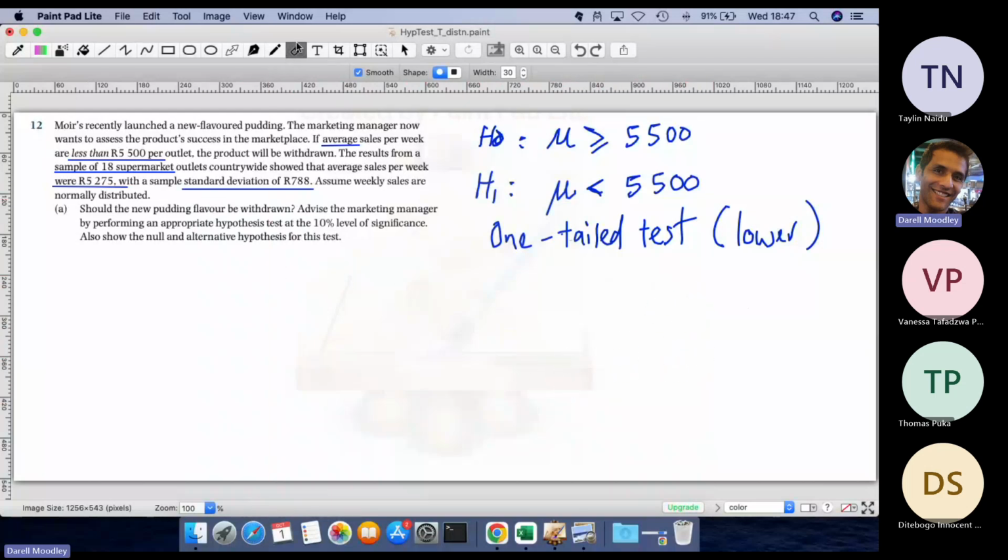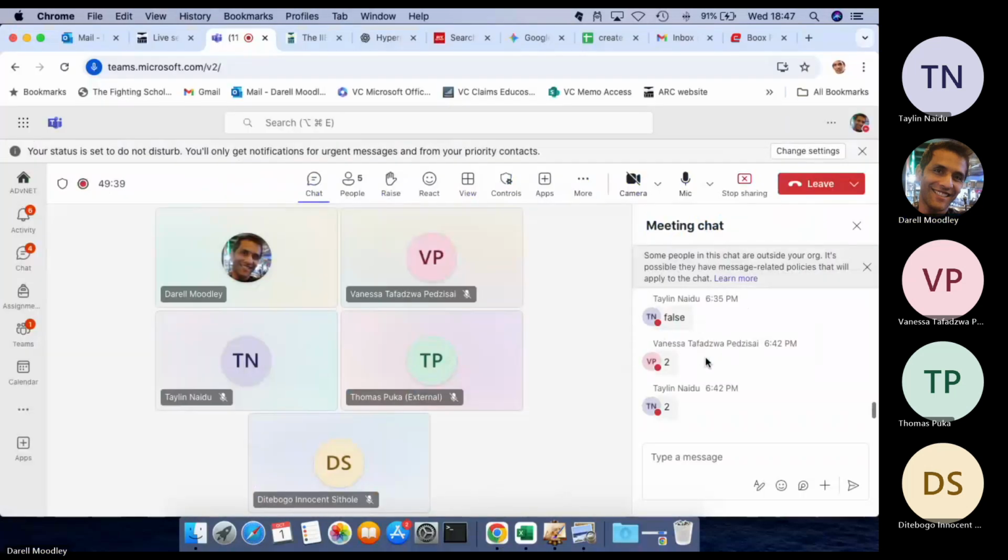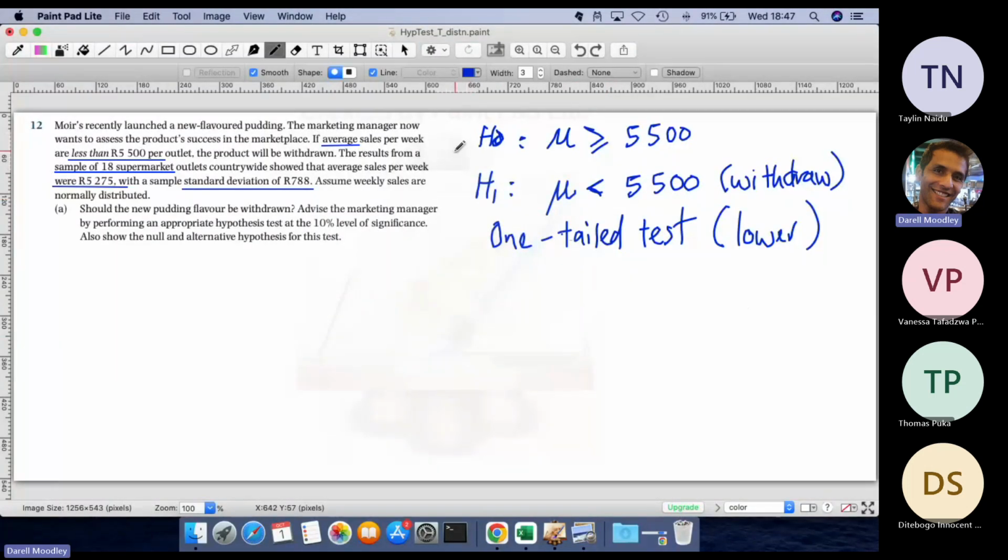But I'm going to add some extra information here for myself, because it's going to help me when I get to step 5. The question tells me that if the average is less than 5,500, they're going to withdraw the product. So if this H1 is true, that means the average is less than 5,500, and they're going to withdraw it. I'm going to write here, if this happens, then we withdraw. You don't have to write this, but it's going to help me interpret it in the end. All right, let me check the chat. Good. That's my step 1 done.